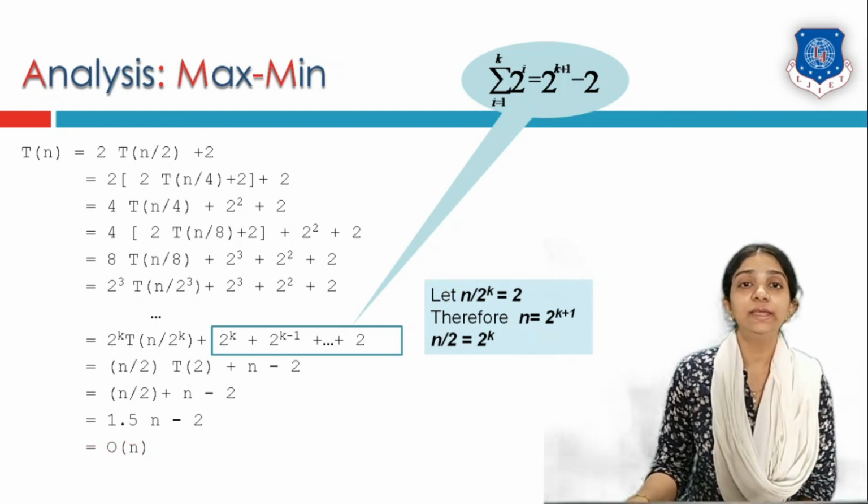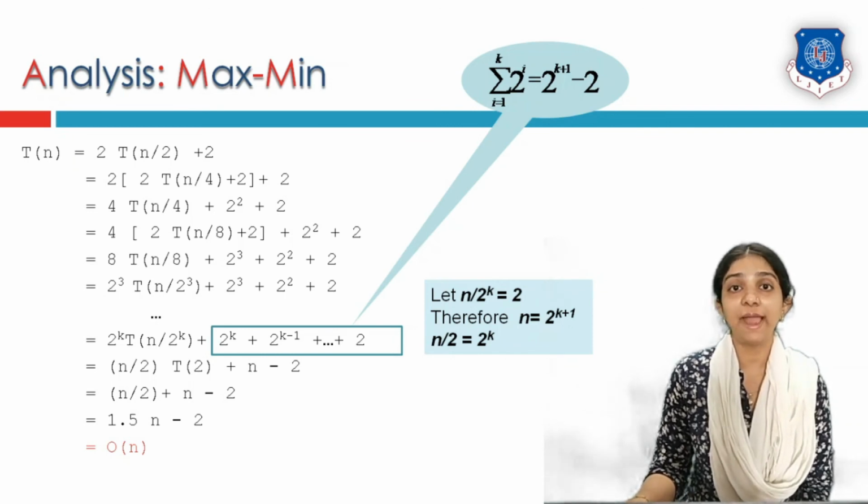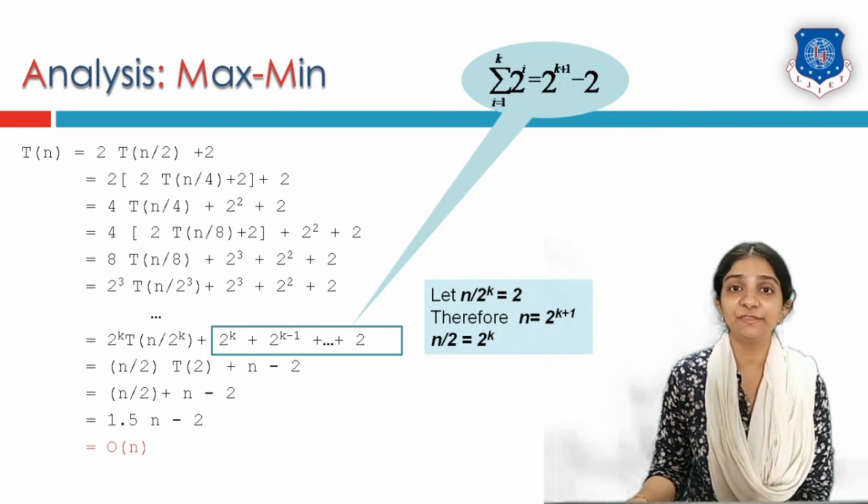So ultimately, the complexity of the divide and conquer max-min algorithm is big O of n, and the number of elementary operations performed is 1.5n minus 2.